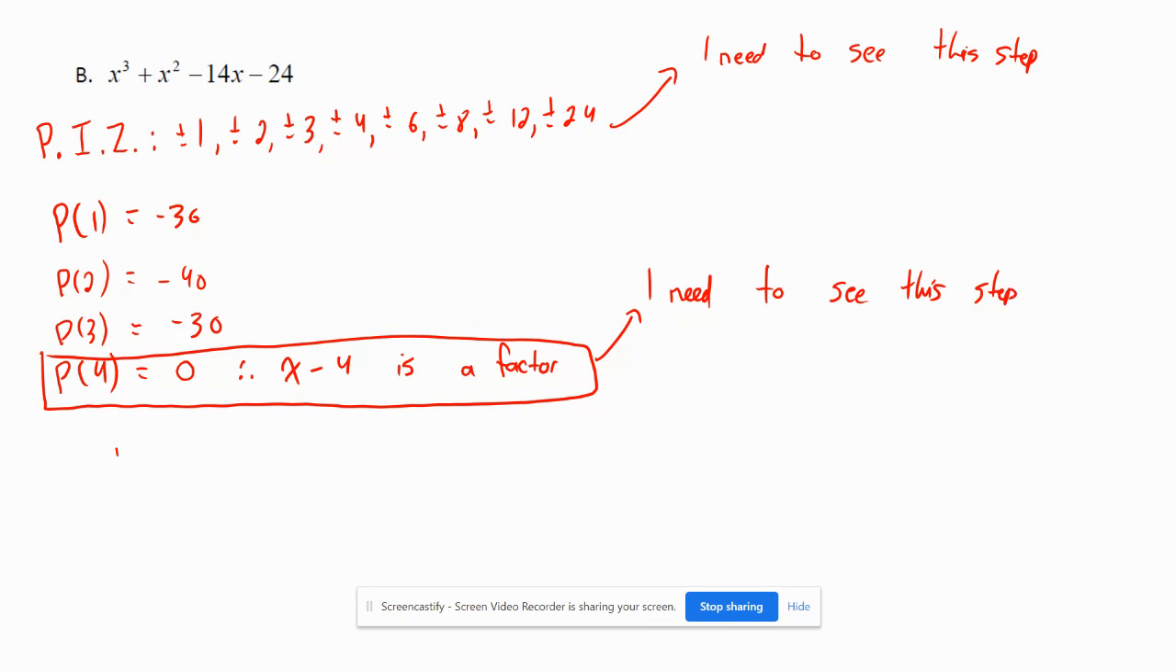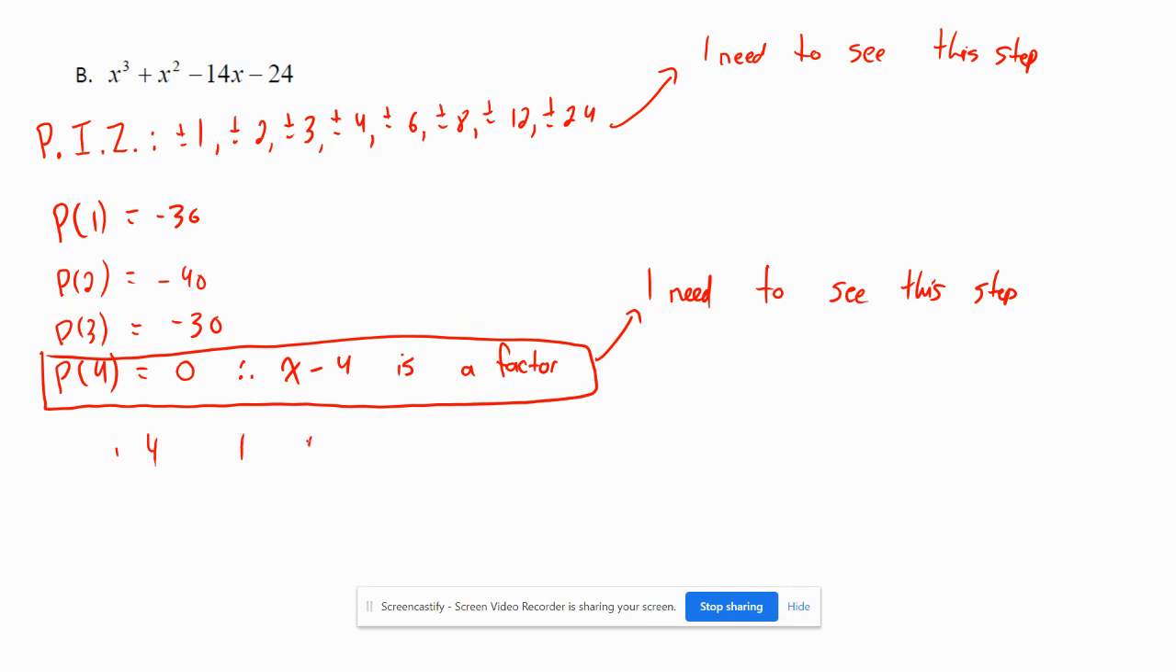I don't necessarily need to see all this work over here. You can just do this on your calculator and not write it down, but I do need to see that if P of 4 equals 0, therefore x minus 4 is a factor. My next step: if I know that x minus 4 is one factor, what's the other factor? Use our synthetic division step.